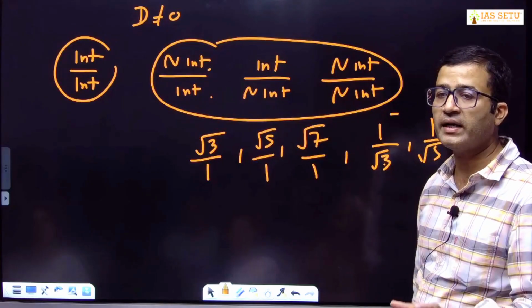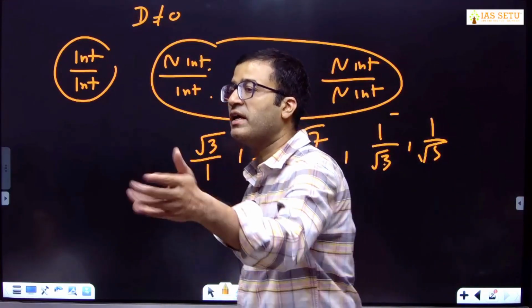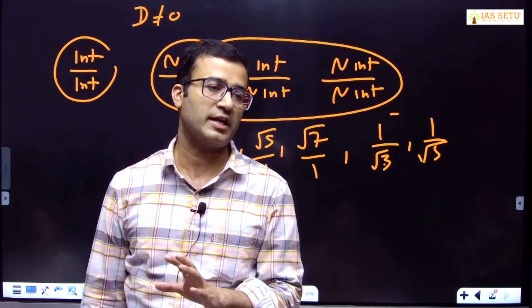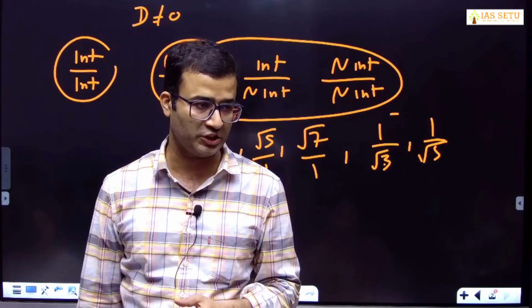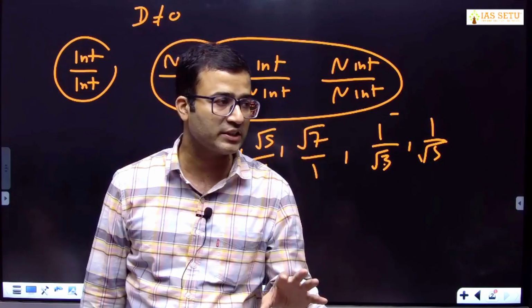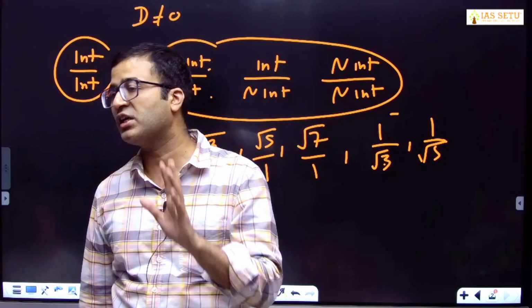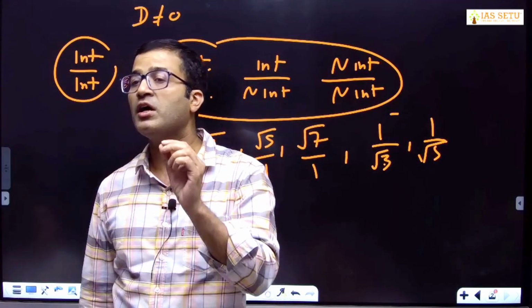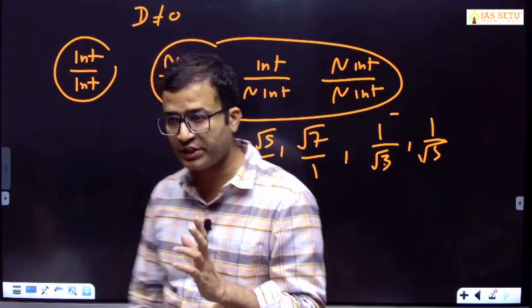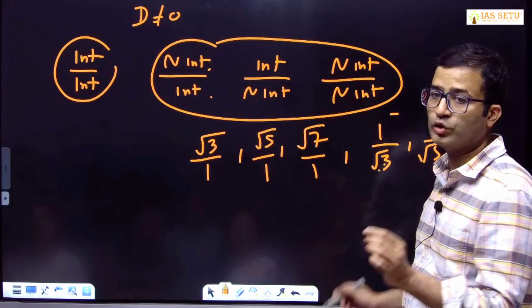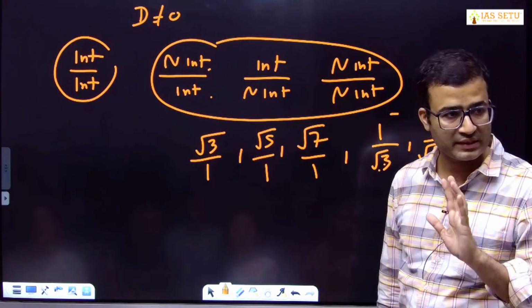But the moment it is integer upon integer, then it becomes a rational number. And what are irrational numbers? Which are not rational, which are not integer upon integer. The moment it is integer upon integer, it becomes rational. Otherwise, it is irrational. What is the condition for irrational? Maybe numerator is non-integer, maybe denominator is non-integer, or maybe both are non-integer. Is it clear?